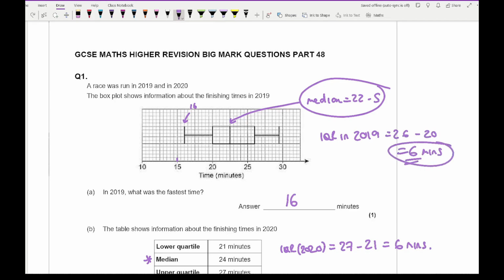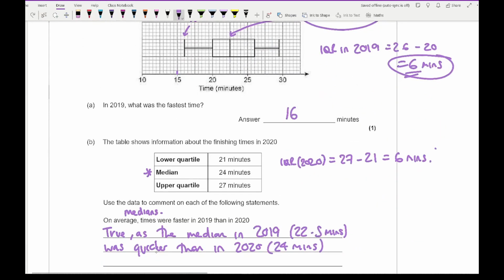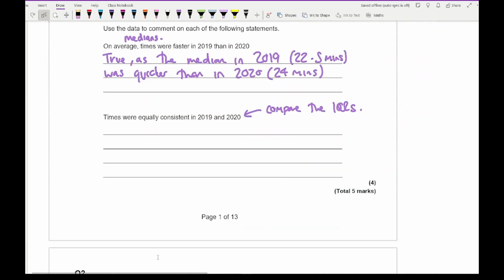And as you can see, these two amounts are the same, which means that the consistency is the same, and that is true as well. So that's true, as the IQR for 2019, which was 6, and 2020, which was also 6, is the same. Something along those lines with a bit of evidence will give you those 4 marks, and it's important that you state whether it's true or false and then give a reason, an explanation as to why.